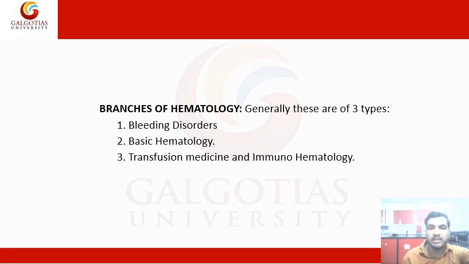There are generally three types. The first one deals with the bleeding disorders. The second one is basic hematology, and the third one is transfusion medicine and immunohematology. First of all, we are dealing with bleeding disorders, the different types, like a person who has problems in the blood.